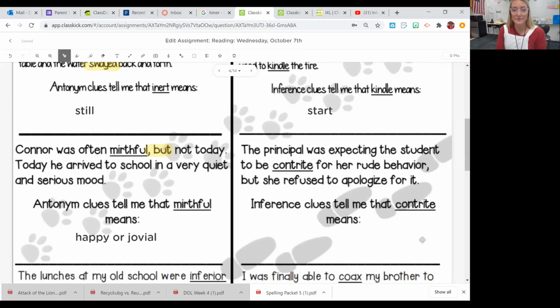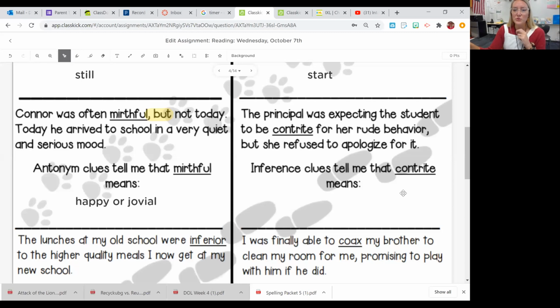Let's try that with the second one. The principal was expecting the student to be blank for her rude behavior, but she refused to apologize for it. Okay, so I'm thinking, if the principal was expecting the student to be something for their rude behavior, but she refused to apologize for it, what could that mean? They refused to apologize, so that means the principal probably expected the student to be sorry for their behavior, but they weren't. They didn't even apologize. So contrite means sorry.